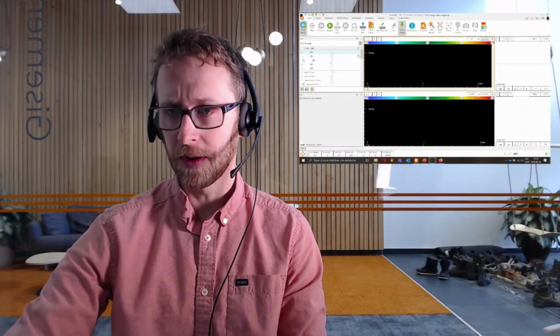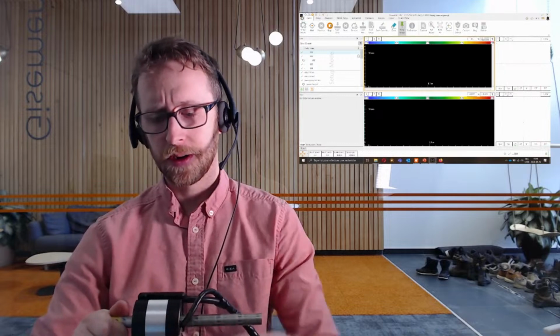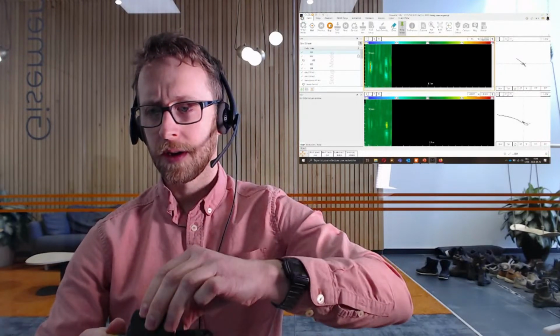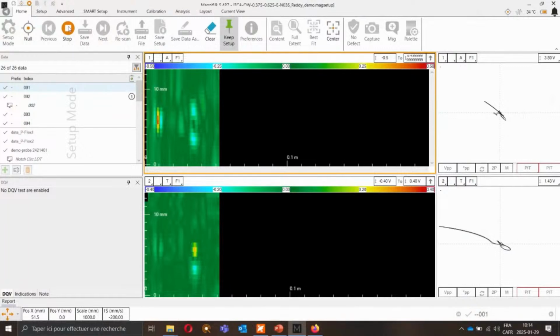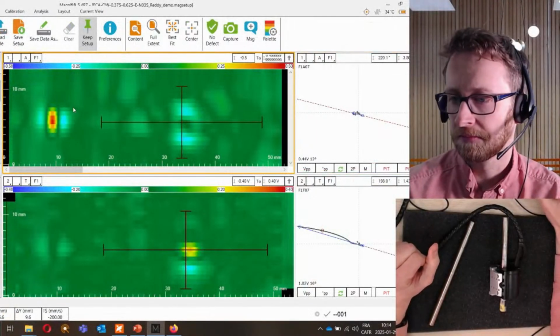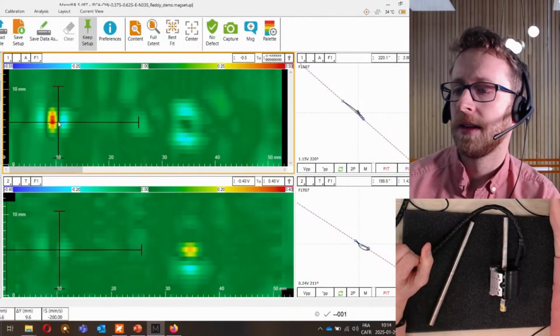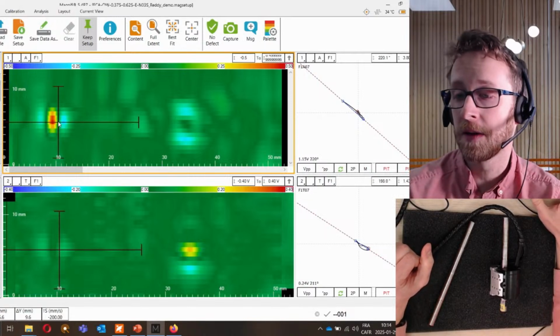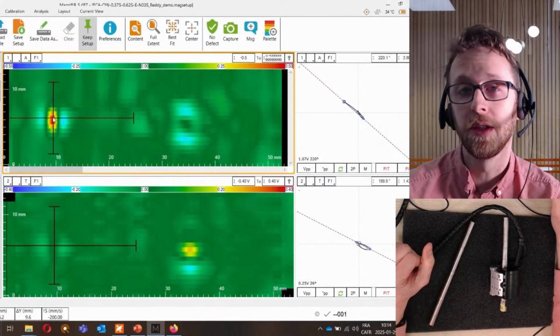And if I do a small rotation, there it is. So I have here 2 defects. In magnify, there's 2 C-scan, one on the top and one on the bottom. I will explain to you what these represent.